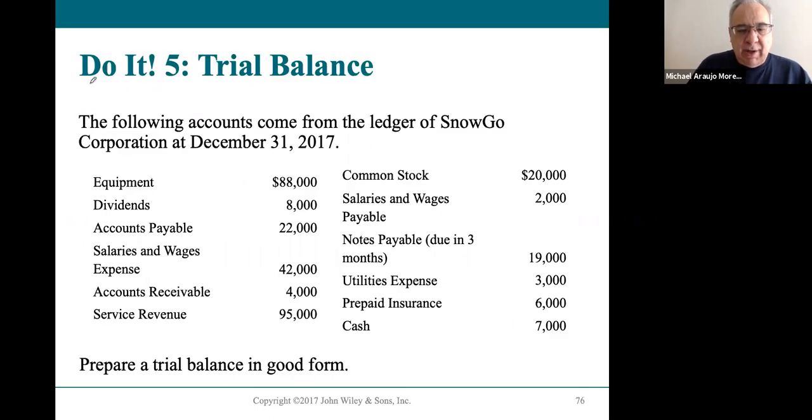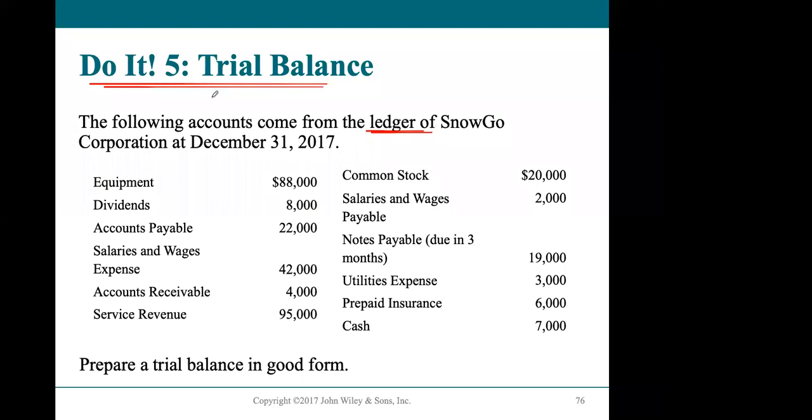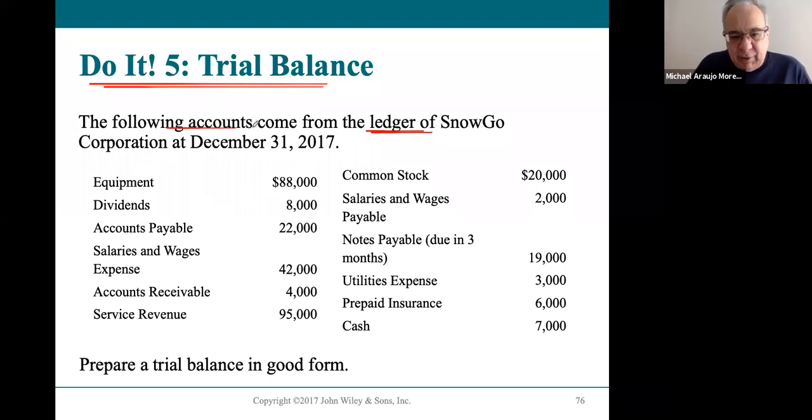Your book has a do it exercise here where they don't actually give you the ledger, they give you the accounts. Normally, we would be able to look at a ledger and see what the order of accounts is. It's usually given to us, so it's not that difficult. But in this particular exercise, they give you the accounts and ask you to put them in order. Well, the order would be what we mentioned earlier.